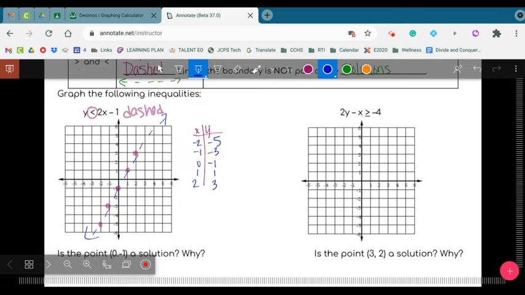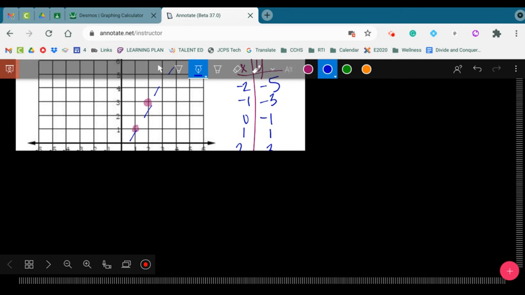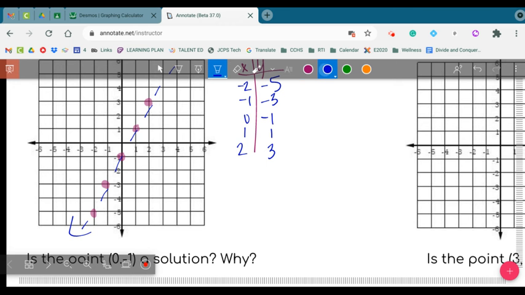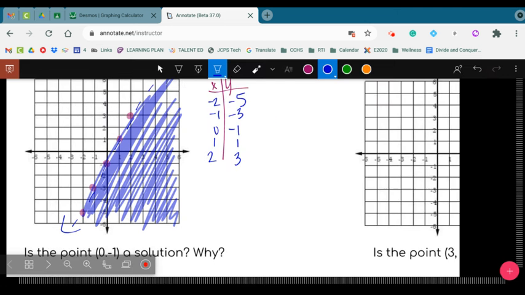And then we have to figure out, do we shade above or below? This is a less than sign, so it's pointing towards lesser numbers, so we shade in the less than part, which is going to be below because it's less than. It doesn't have to be perfect, you guys, as long as I see that you shaded below the line.